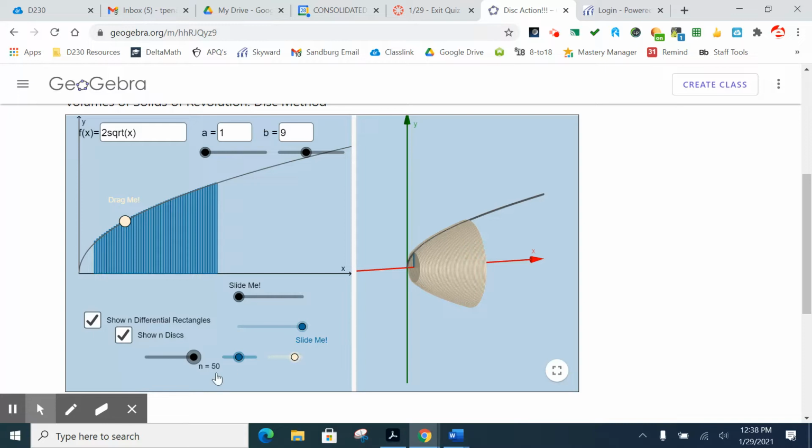What limit do we start to approach? What volume do we approach? We put more and more rectangles and discs in there.